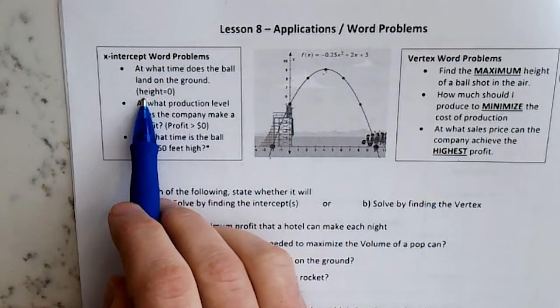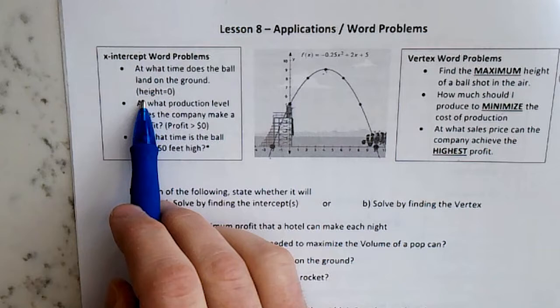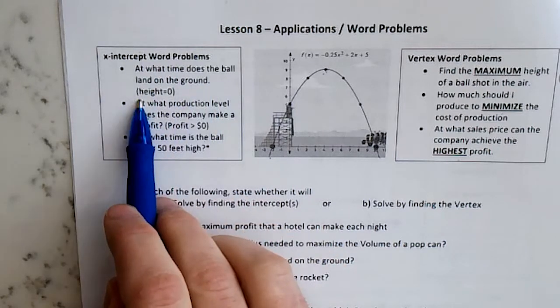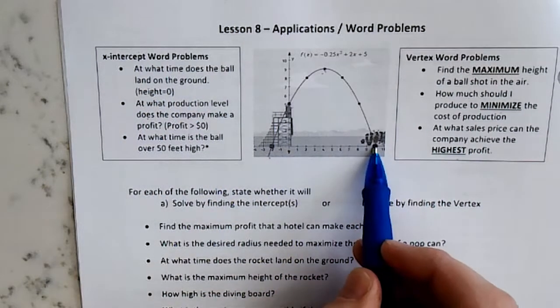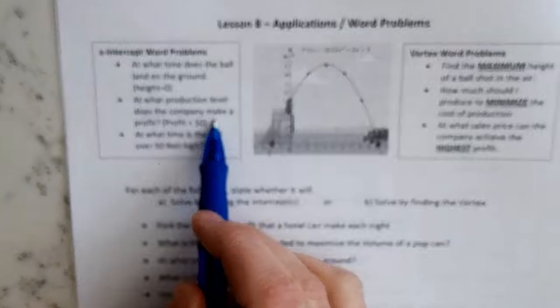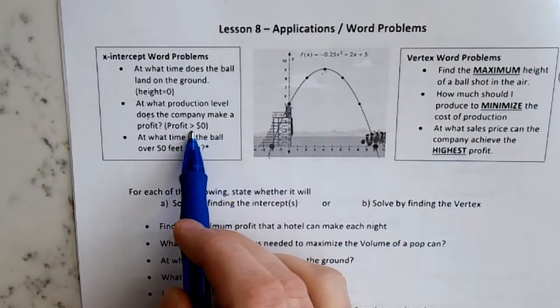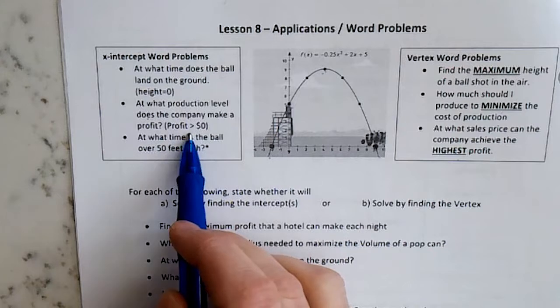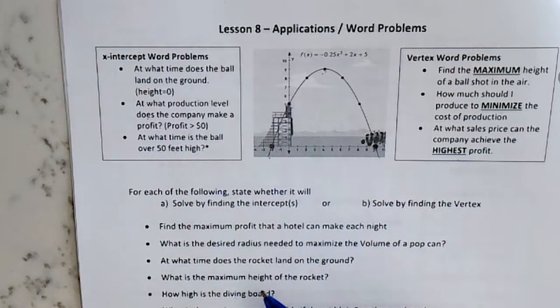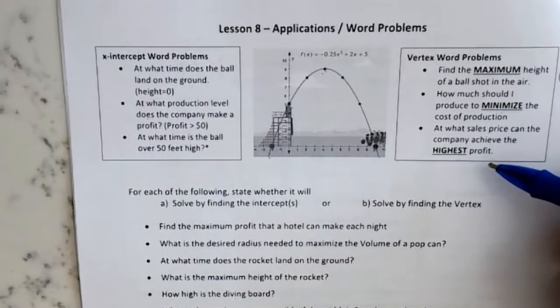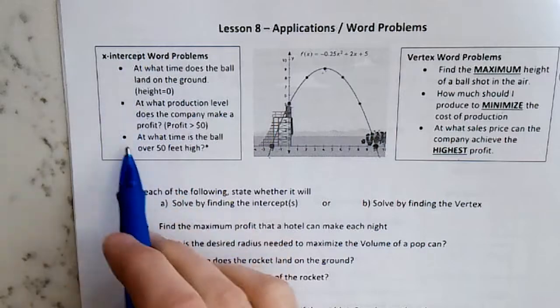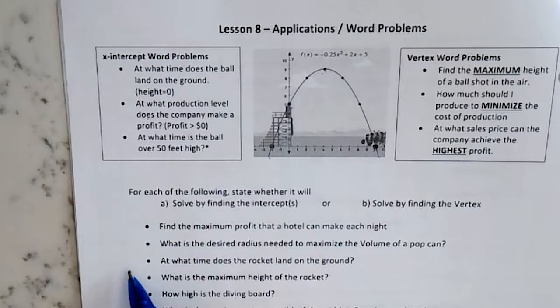Another thing about it is typically, and they may not say it right in the question, but the intercepts always have something is 0. So at what time does the ball land on the ground? Well, the height is 0. So we make the h 0 and we solve for the time. At what production level does the company make a profit? Well, we want to find where the profit is 0 and go from there. That's where it crosses the x-axis. So keep in mind, vertex always has minimum, maximum, or highest. Intercepts don't have that. Something is equal to 0.